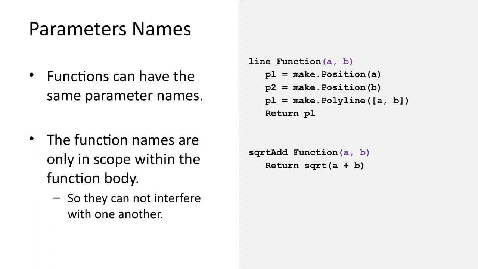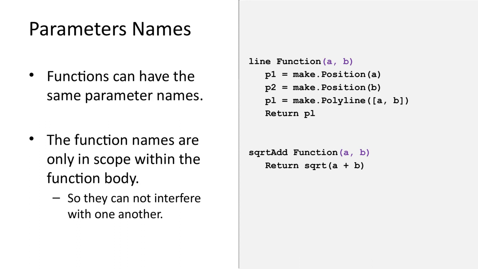The parameter names for any function are only in scope within the function. This means that it is also fine to have multiple functions with the same parameter names. In this example, both functions have parameters called a and b. These parameters will not interfere with one another.